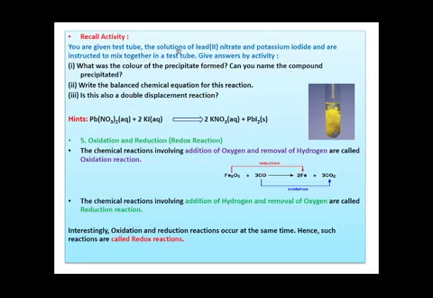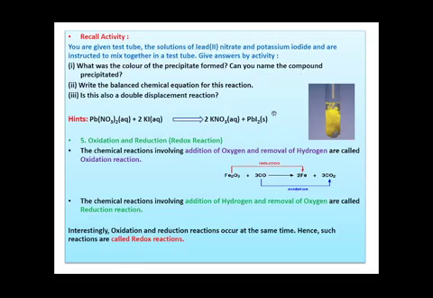You are given a test tube and a solution of lead nitrate, and potassium iodide is also there, and you are instructed to mix both of them together in a test tube. Let us try to answer this activity. What was the color of the precipitate formed? Here in this reaction, a precipitate is formed, and you are asked what the color of the precipitate is. It is a yellow precipitate which is formed in this reaction. And can you name the compound which forms the precipitate here?